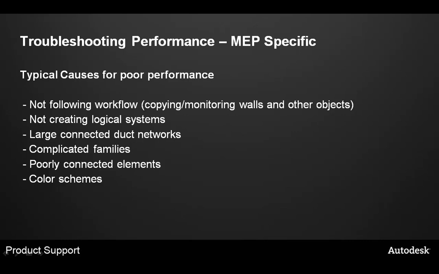Large connected duct networks can often be a cause of slower than expected performance. Complicated families can impact the performance of Revit MEP. Keeping the families as simple as possible can help to optimize the performance of the application. Often, simply having poorly connected elements in Revit MEP can lead to poor performance. Finally, color schemes have been shown to have an impact on the performance of Revit MEP.